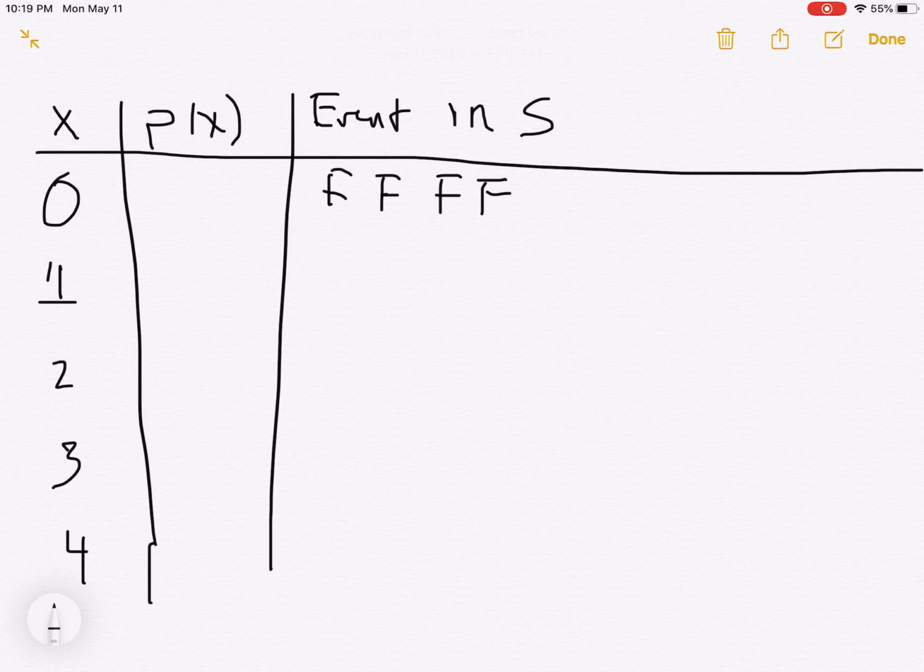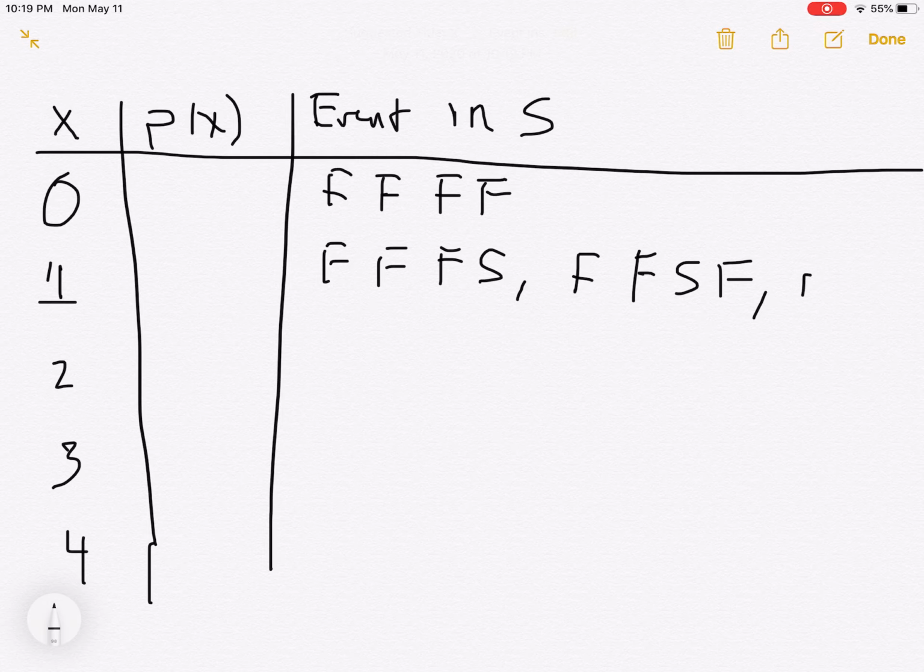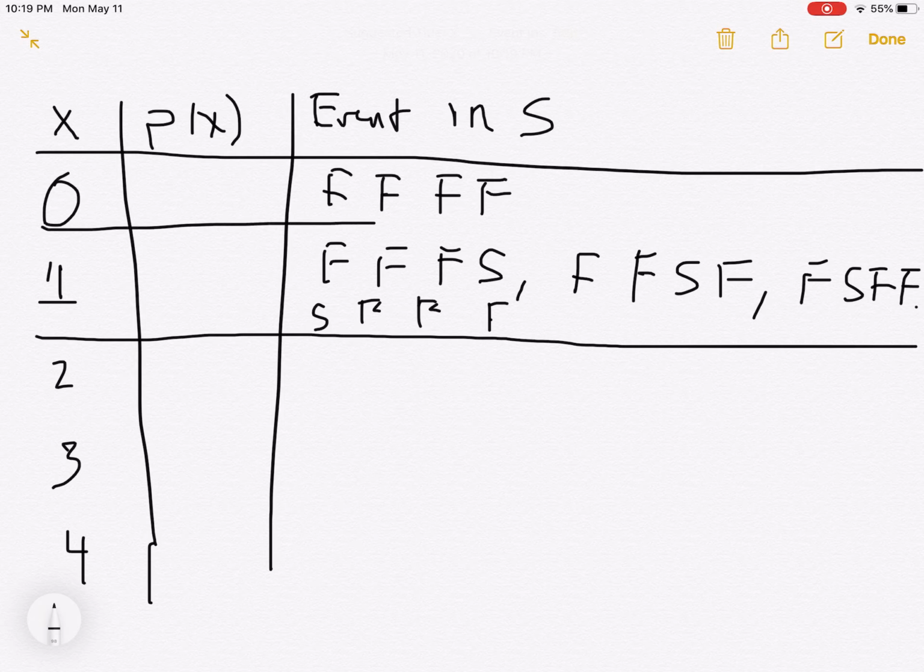When x is 1, that means I have a failure, and I need a success. So I made the last one a success. But it doesn't have to be the last one that's a success. I could have the second one be a success. I could have it be the second outcome. Or I could have success, failure, failure, failure. Okay. Those are all outcomes associated with x equals 1.